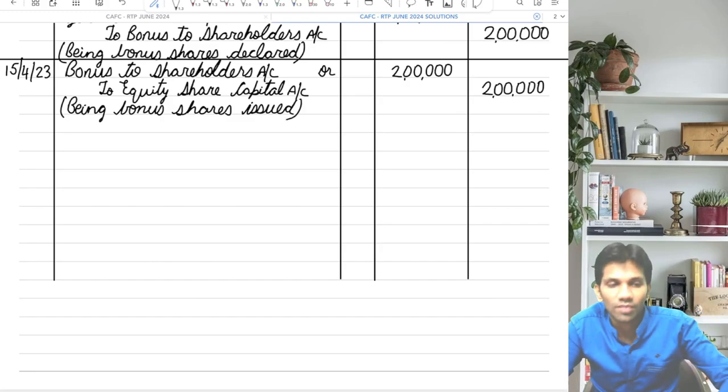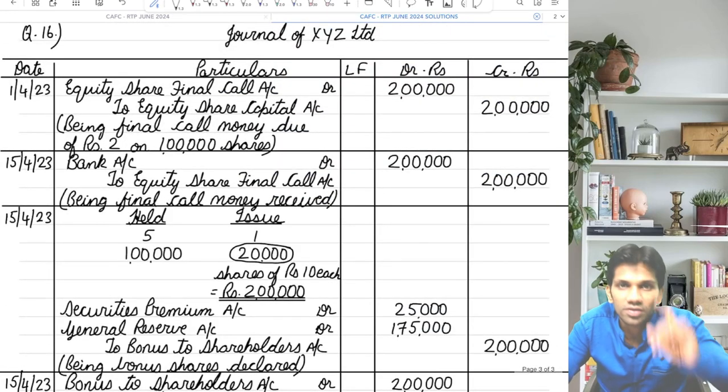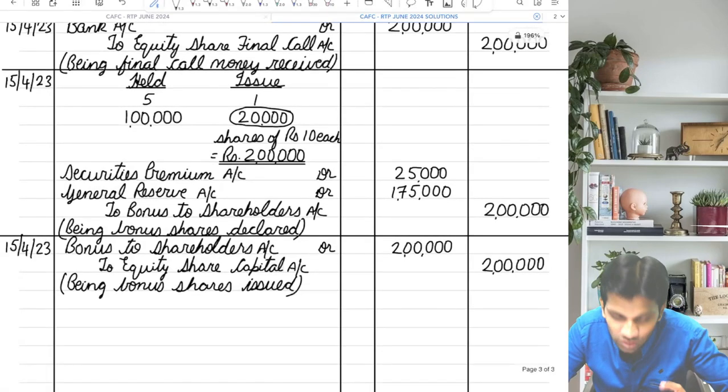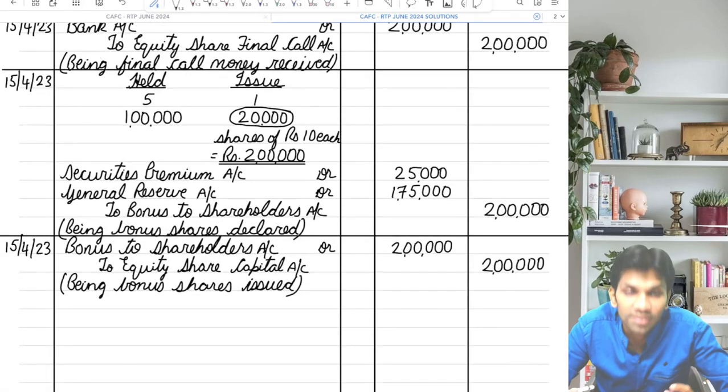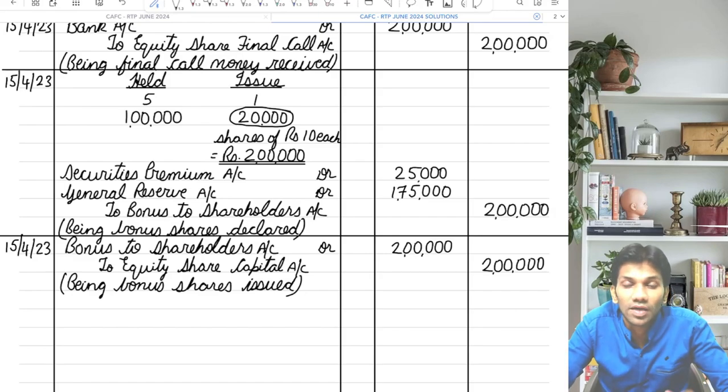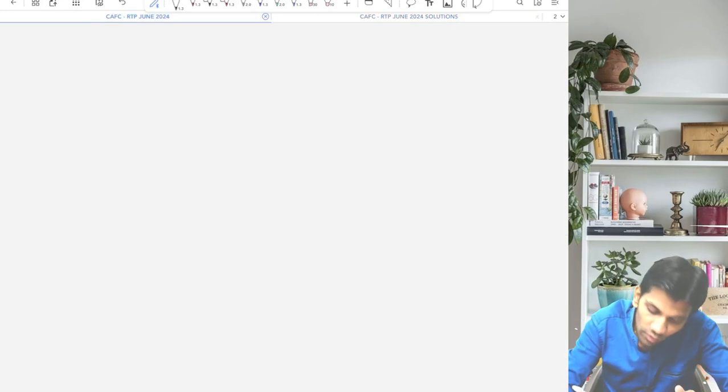That's it. We have passed all 4 entries. First is final call money due. Second is final call money received. Then declaration of bonus, and then bonus shares issued. Very simple. Some questions are asked by the institute this time regarding bonus issue. We'll move on to the next sum.